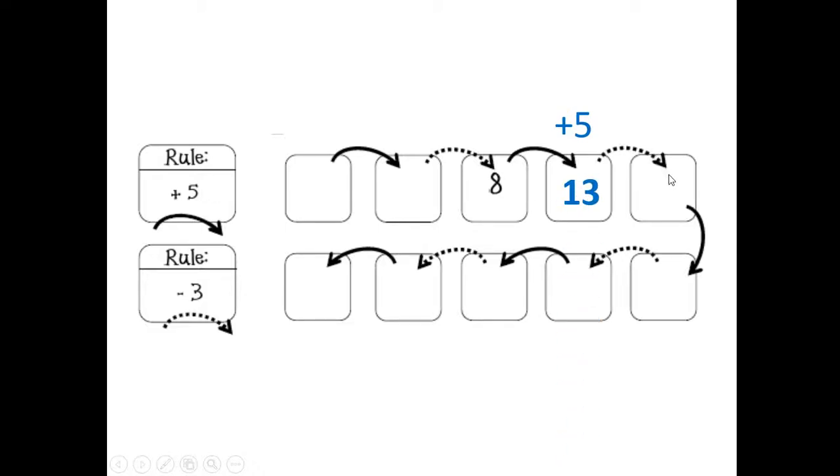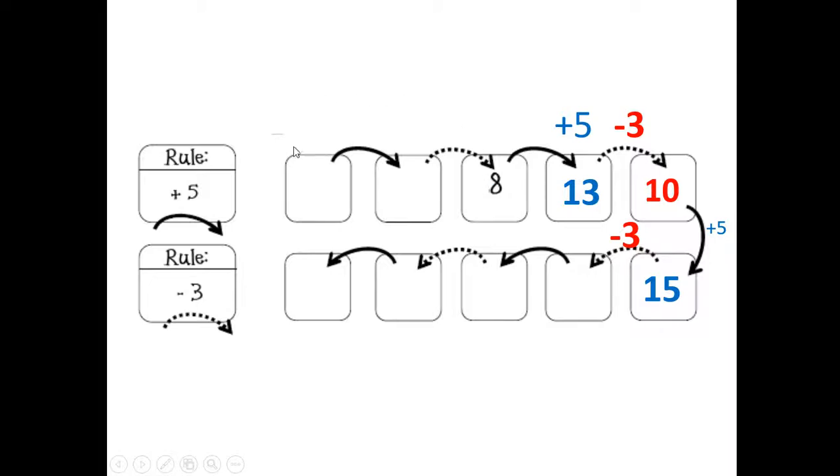To go from 13 to my next frame, I have a dashed arrow, which means I have to subtract 3. If I take 13 minus 3, I get a number of 10. To go from 10 to my next frame, I have a solid colored line, so I'm adding 5. If I take 10 plus 5, I get an answer of 15. To go from the 15 to the dashed arrow, that means I am subtracting 3, and I would get an answer in this particular frame.